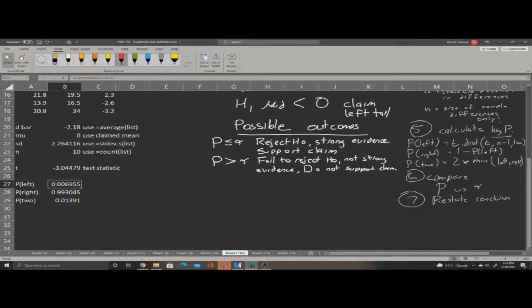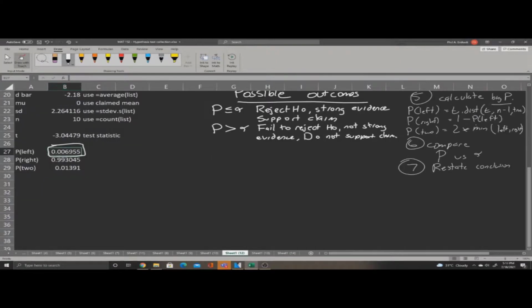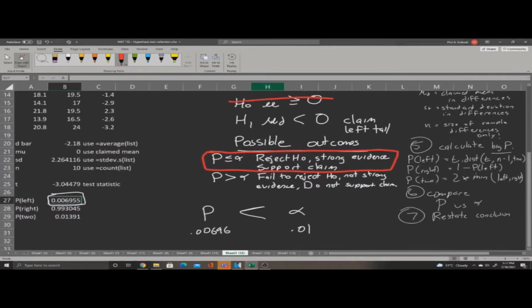Now the left tail is the value that we need, and we need to compare that against alpha. So our big P was 0.00696. Alpha is 0.01. We can tell that P is a bit smaller than alpha. Therefore, we can say because P is less than alpha, we would reject the null hypothesis and then support the claim. So, scroll up, cross out the null hypothesis, and we will support this claim.